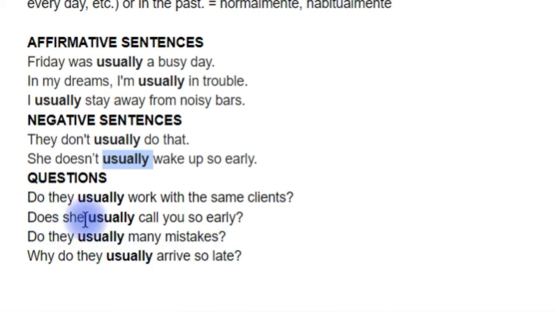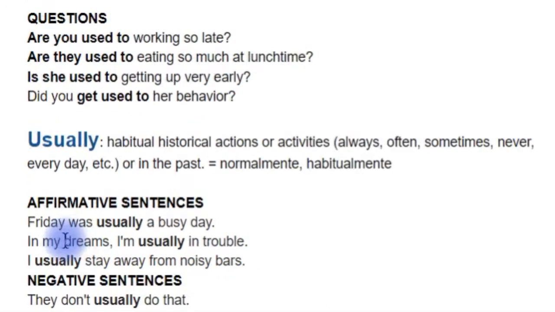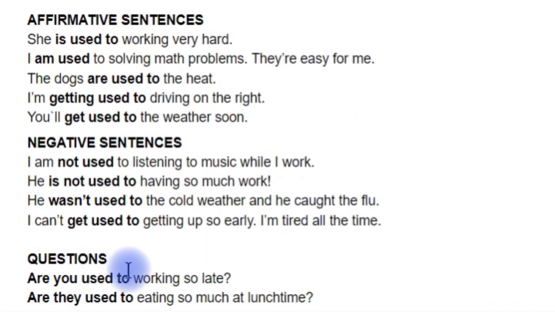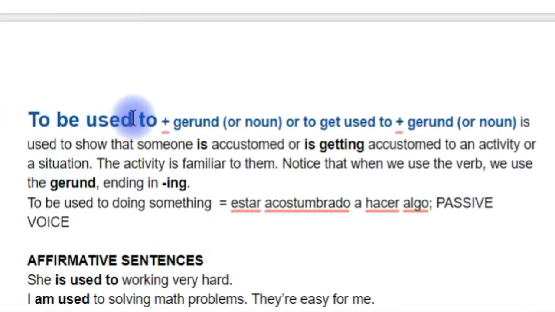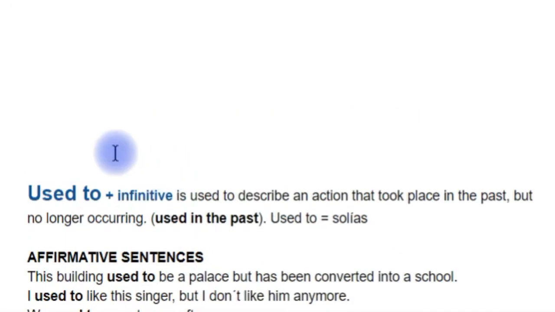Does she usually call you so early? Do they usually make mistakes? And why do they usually arrive so late? Okay, so that's the usage of usually, in this case in the present simple. It could be also in the past. Okay, so be careful with the difference between usually for habitual actions and to be used to, estar acostumbrado a, and used to, I used to, they used to, solían, for activities in the past.